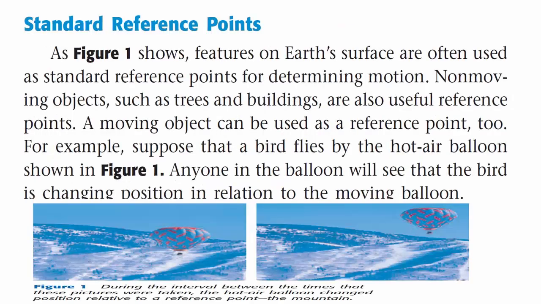Standard reference points. As Figure 1 shows, features on Earth's surface are often used as standard reference points for determining motion. Non-moving objects, such as trees and buildings, are also useful reference points. A moving object can be used as a reference point too. For example, suppose that a bird flies by the hot air balloon shown in Figure 1. Anyone in the balloon will see that the bird is changing position in relation to the moving balloon.